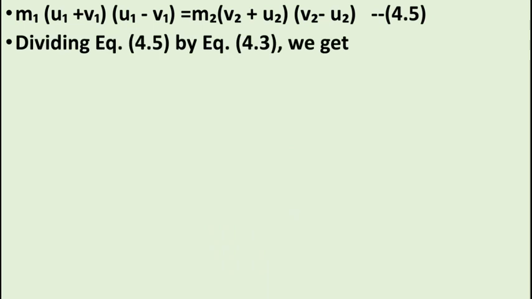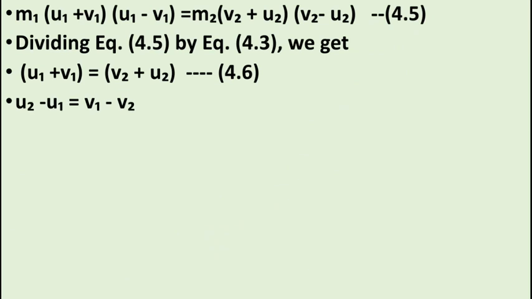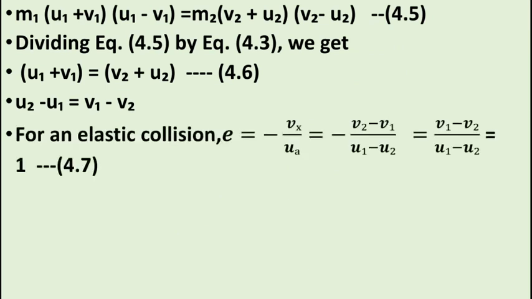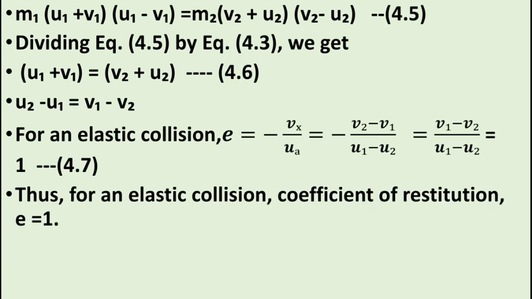Dividing equation 4.5 by equation 4.3, we get u1 plus v1 is equal to v2 plus u2 as equation 4.6. That is, u1 minus u2 is equal to v2 minus v1. For an elastic collision, E is equal to minus vs upon ua, which is equal to minus (v2 minus v1) upon (u1 minus u2), which is equal to 1 as equation 4.7. Thus, for an elastic collision, coefficient of restitution E is equal to 1.